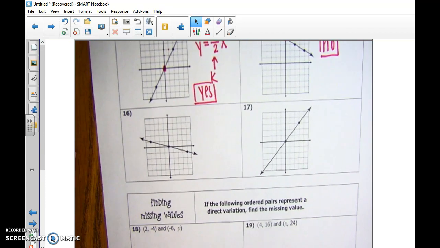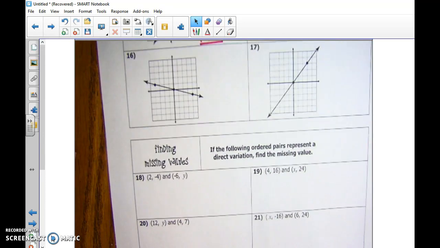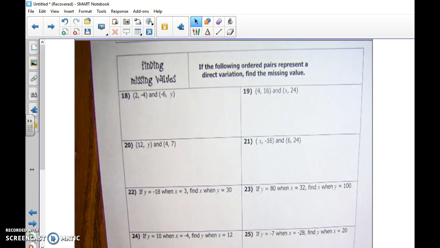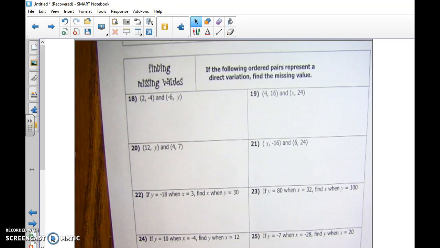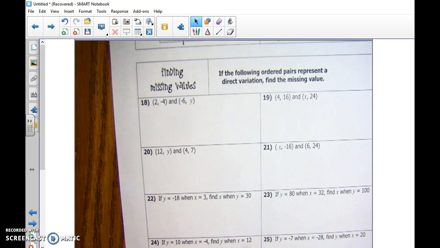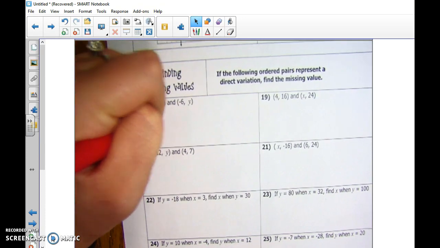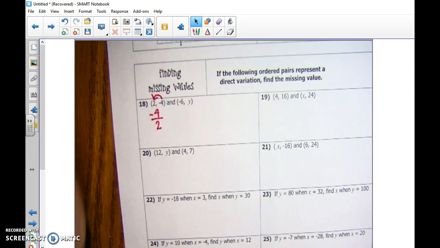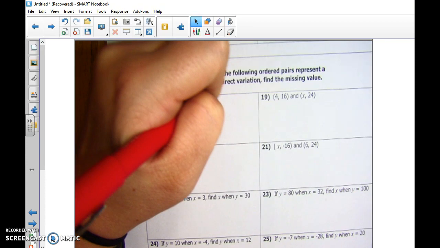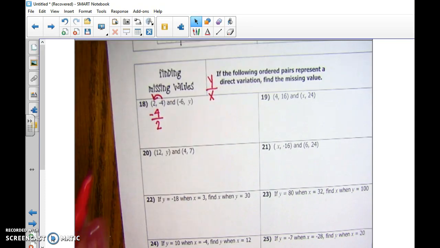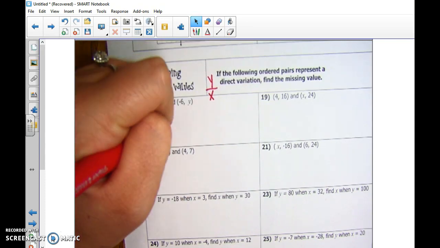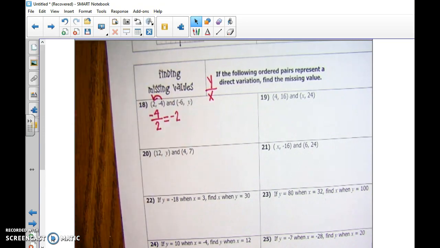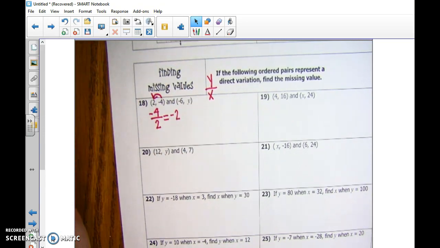All right, and then if we go down to the bottom, we're going to find some missing values. So when I'm looking at my two ordered pairs, I have negative 4 over 2 because I'm going to have y over x, right? Y over x. Okay, so I have negative 4 over 2, so I know that that's going to equal negative 2. So if you looked at these and you thought, hey, I may need to set up some proportions, good job, because that's what we need to do.